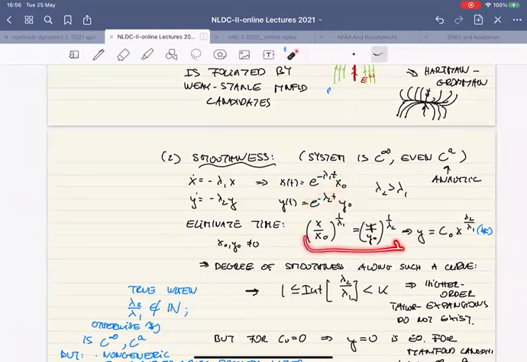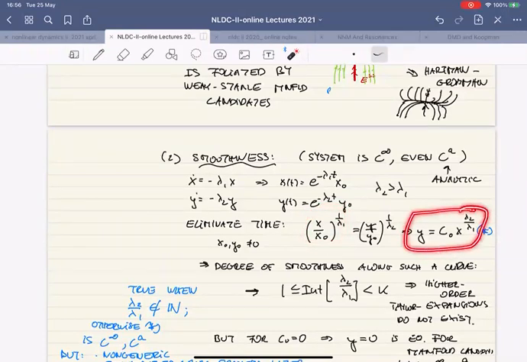So I get this relationship. If I solve this equation to express y as a function of x, to see what kind of function these are, then I get a constant c naught that depends on x naught and y naught, times x to the lambda 2 over lambda 1. If you don't believe that, just multiply over by y naught to the power, and then raise both sides to the lambda 2th power. This is how you get this expression.